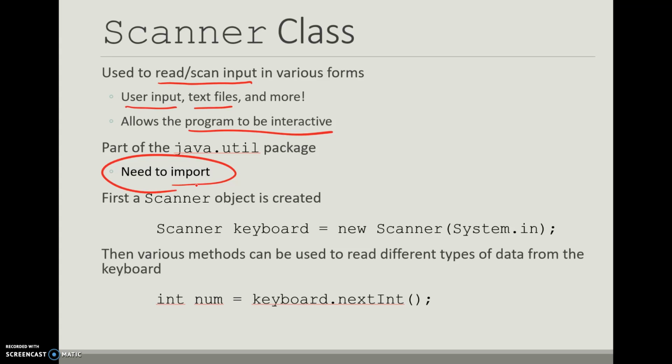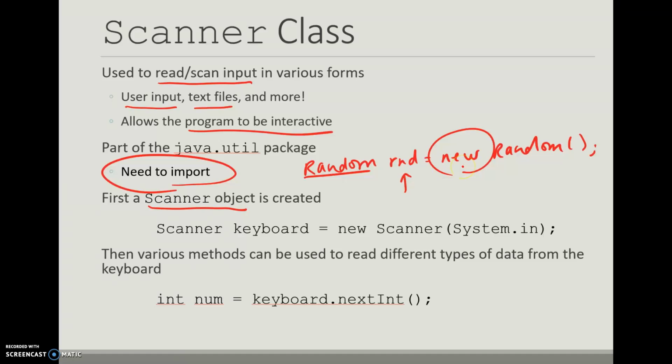After the import statement, we need to create a Scanner object. We saw similar syntax when we were working with the Random class. There we had Random rnd = new Random. Random was the class name, rnd was my variable name, new told the computer I was making a new object, and Random with the parentheses was the constructor call.